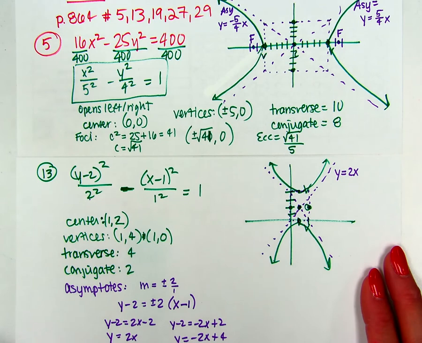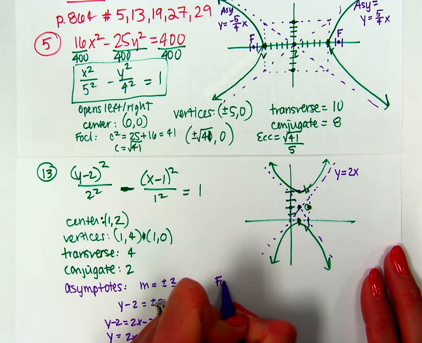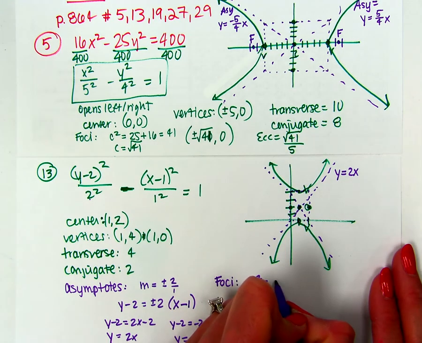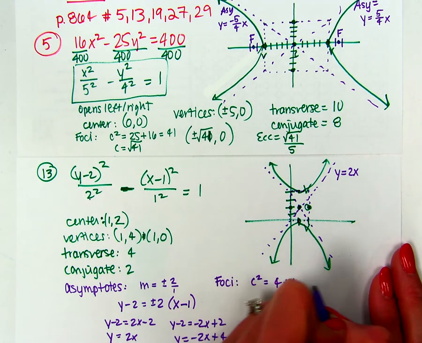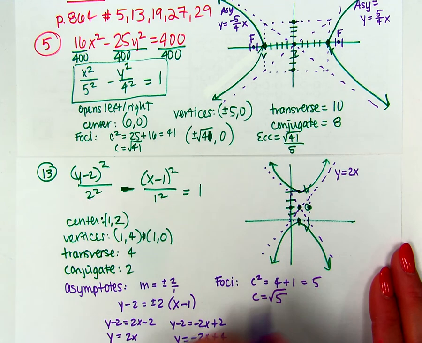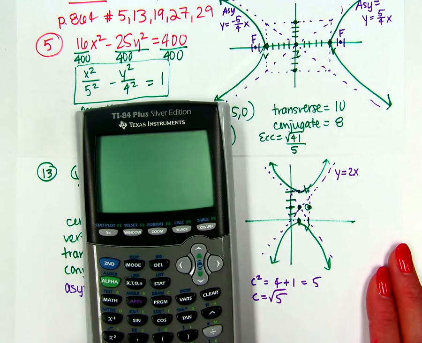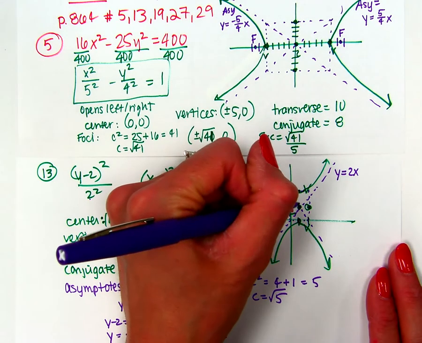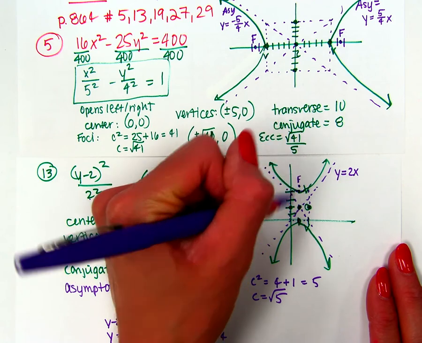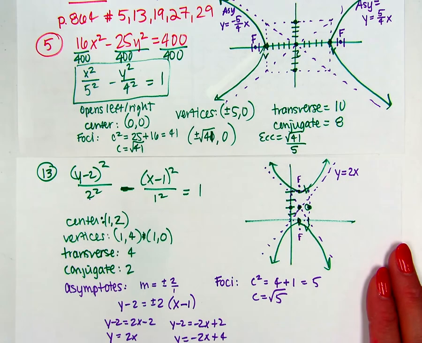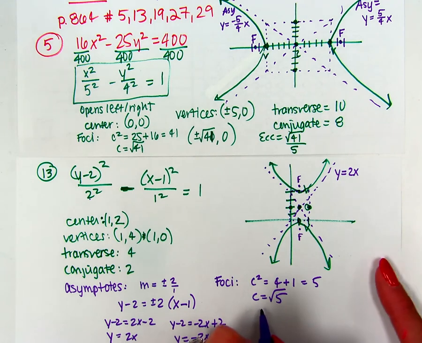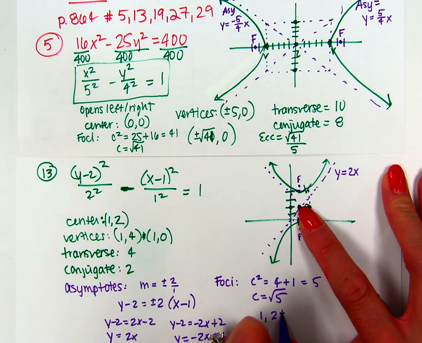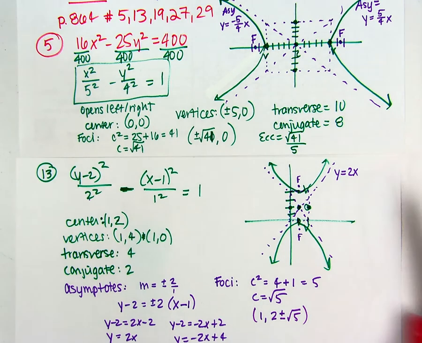I do need to indicate where my foci are. So those should be c units away from your center. So c squared is 4 plus 1, which would give me 5. So c is equal to square root of 5. And then for the purposes of graphing, square root of 5 is about 2.2. So I'm going to go about 2.2 units. There's one focal point, and there's another focal point away. All right, and to give an exact location of my foci, it's at 1, comma, we started at 2, and we went up or down root 5. Okay, that's a good exact answer.